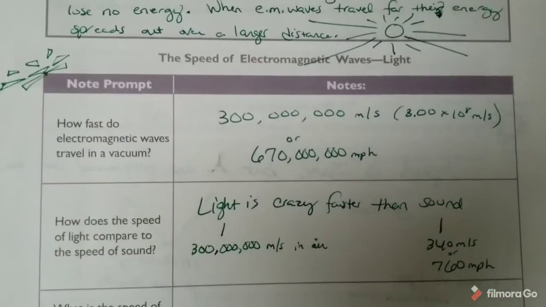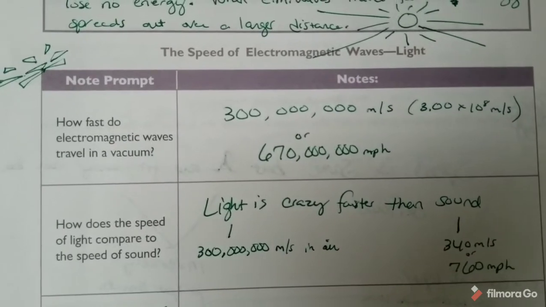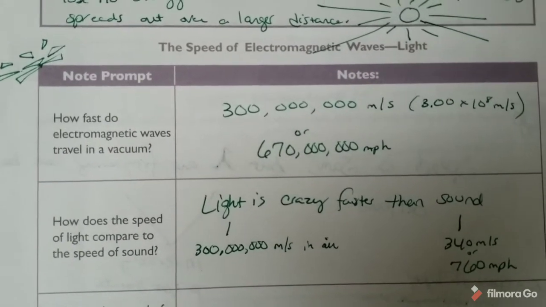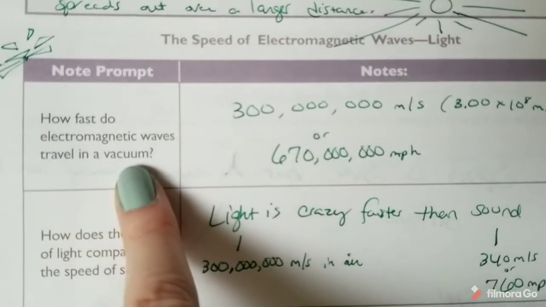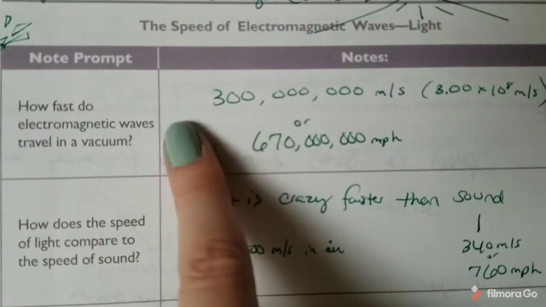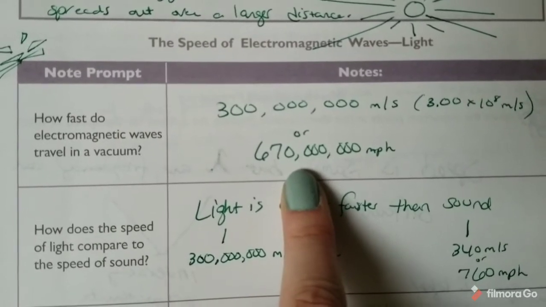Sorry about that. All right, so let's look at speed of electromagnetic waves, light. How fast do electromagnetic waves travel in a vacuum? Well, and I think this is their way of just kind of setting a baseline so that there's no friction. There's just kind of, how fast can they go? Well, this is interpreted here for us.